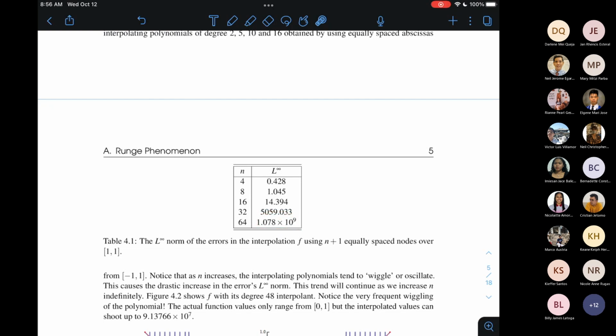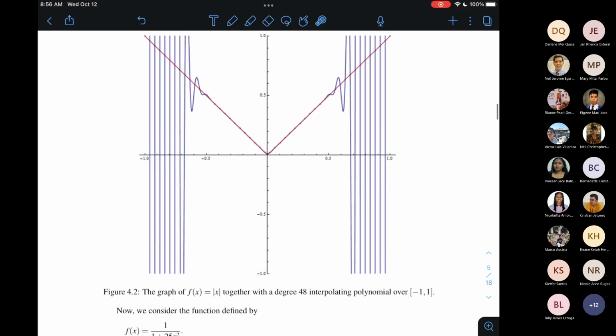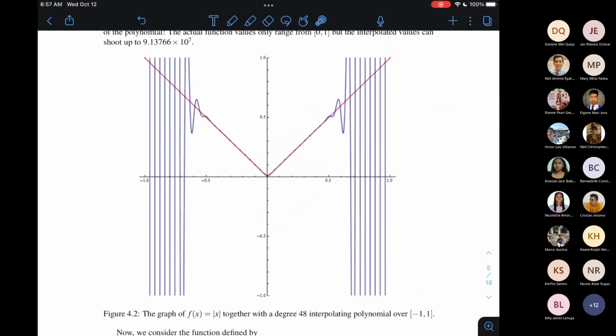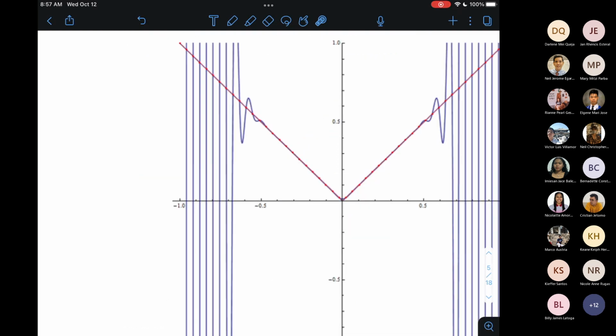So nagbe-blow up na siya. So ibig sabihin lumalaki na yung maximum absolute error dun sa buong interpolatory abscissas because of these fluctuations. Okay? So bakit kaya nagkaroon ng fluctuations? Or actually while you're thinking about that, ang tawag dun sa phenomenon na yon ay yung Runge phenomenon.